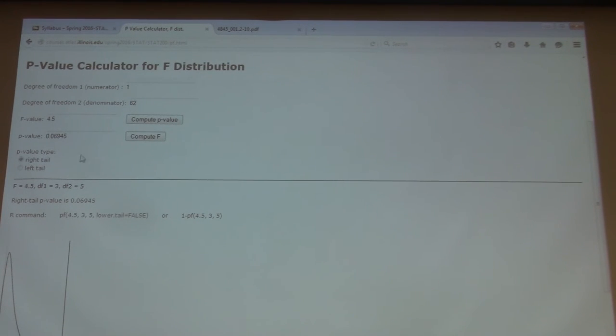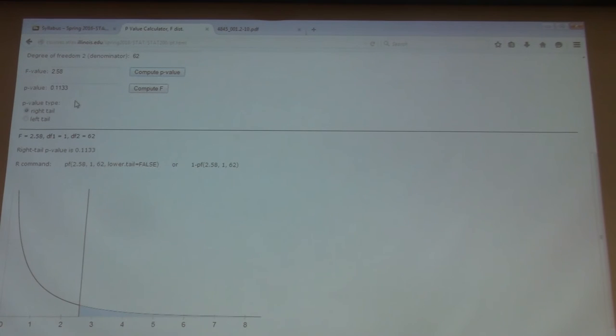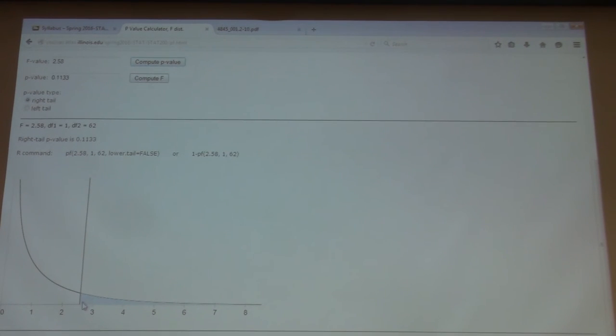Now, our p-value was... not our p-value, our F-value was 2.58, and we want to compute the p, and there's 11.33. What did I say? 11.2. Well, this is more accurate. All right.